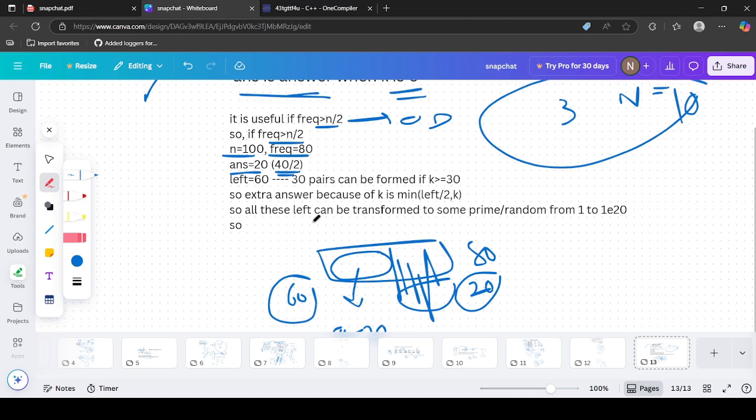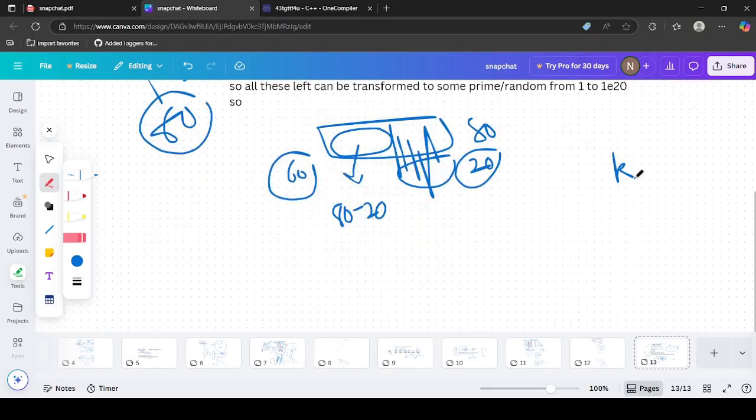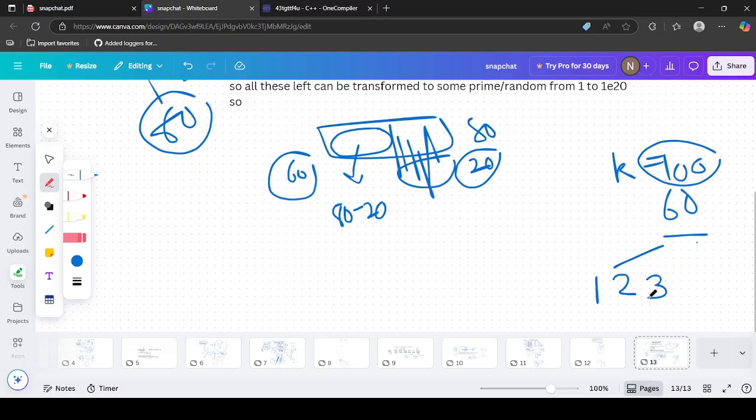So for example, these left are 60, right? And say k is equal to 100. So if k is equal to 100, what does it mean? We can make these 60 every individual other number. We can make 100 operations where in each operation we can change any number to any other number. So for 60, what will I do? We can convert the first number to 1, second number to 2, third to 3, fourth to 5 and so on. In this way, we can make all these different numbers, so we can pair every other now.